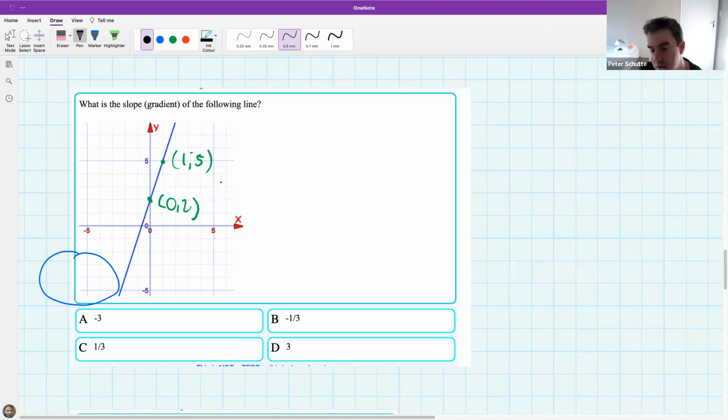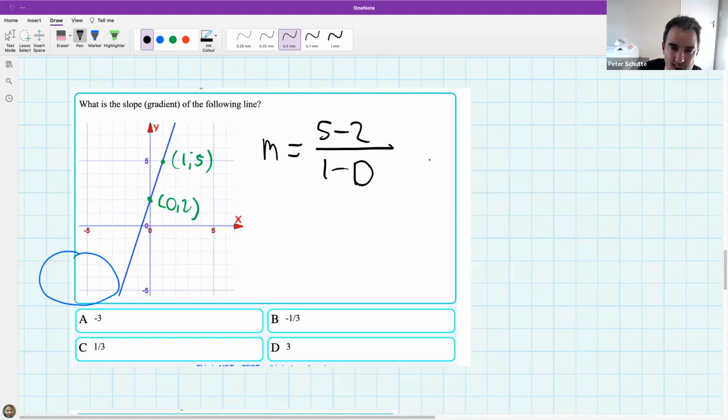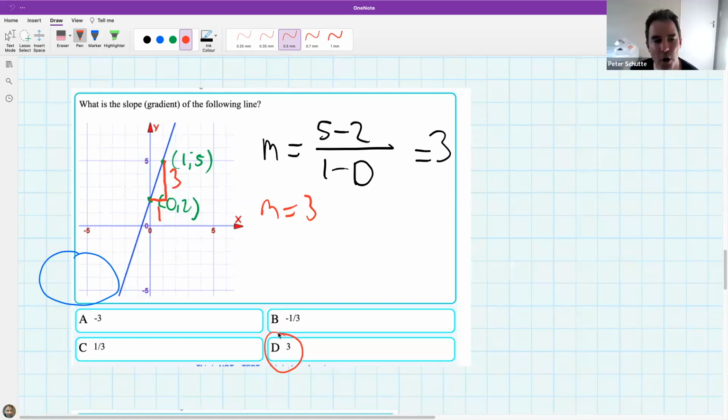There's probably two ways. The one way to do it is to use the formula. So you could go 5 minus 2 over 1 minus 0, which would give us 3. Or we could count the blocks and go 1 across and 3 up, or 3 over 1, and we'd also get an answer of 3. So both ways would work. The good news is both ways do work, and you get M is 3.